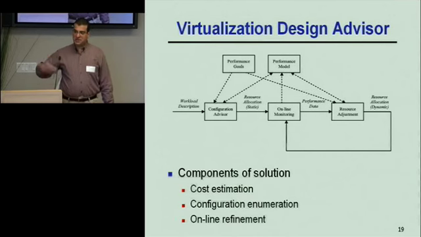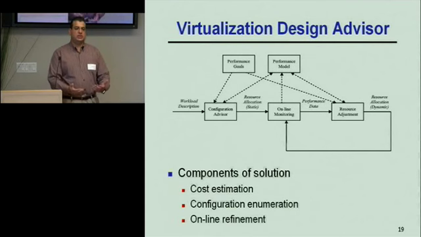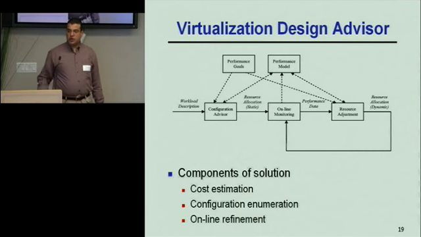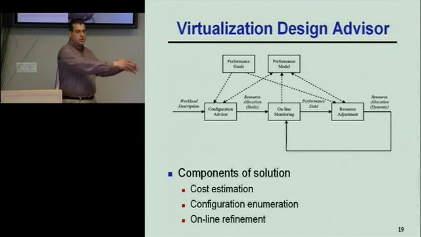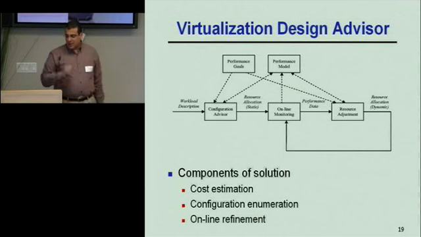So part of your physical design, if you're running in a virtualized environment, is how much resources do you get. Okay? And we're going to develop a design advisor, just like these traditional design advisors that answer questions like which indexes and which materialized views. And this design advisor will answer the question of how to partition the resources of a physical machine among different virtual machines. Okay? Now, what are the different components of this design advisor?